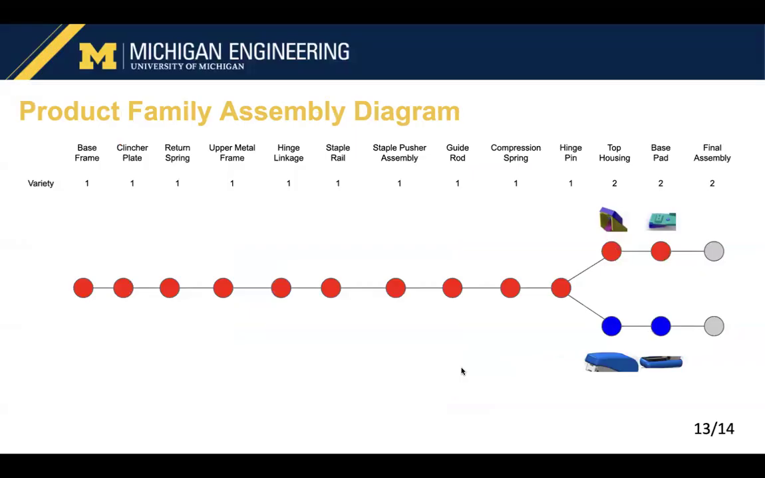In order to optimize large-scale production, it is important to delay differentiation to reduce potential waste. This is done through a product family assembly diagram, which branches only when necessary with two varieties of the top housing, base pad, and final assembly.